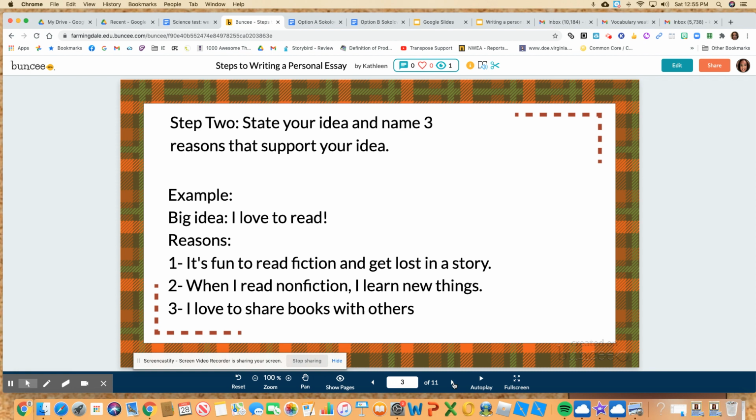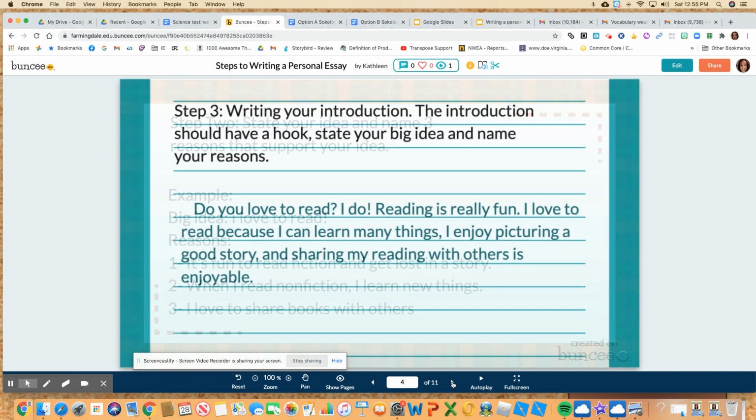Once you have your big idea, you go on to step two, which is to plan a little bit about what your personal essay will be like. You want to state your big idea and then name three reasons why you have that idea. So here's an example from me. My big idea is I love to read. And three reasons are it's fun to read fiction and get lost in a story. When I read nonfiction, I learn new things, and I love to share books with others.